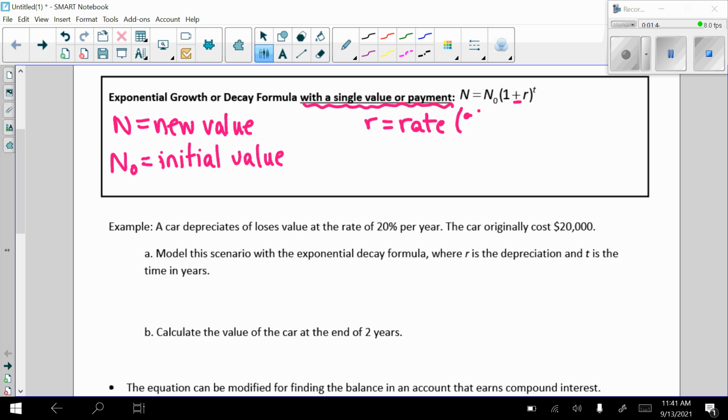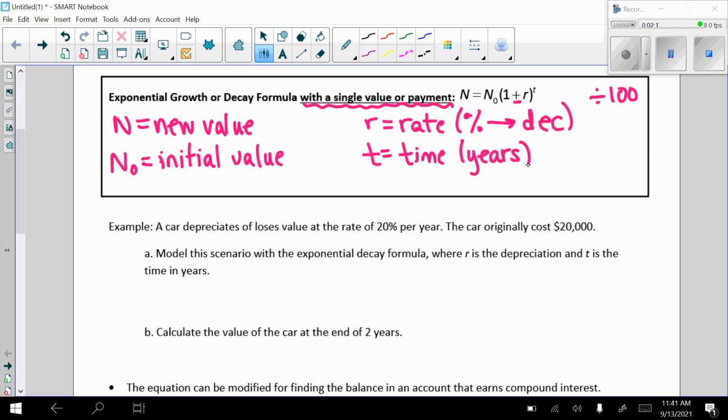And I want you to remember that we usually talk about a rate as a percent, but in calculations, we must convert that to a decimal. And to convert that to a decimal, we basically move the decimal point over 2 places to the left, or you can think about it as dividing by 100, and that means the same thing. T in this particular example will represent time, and it will be time in years.